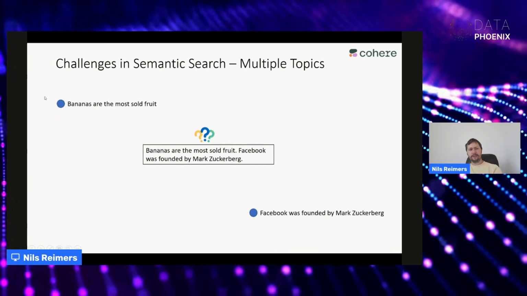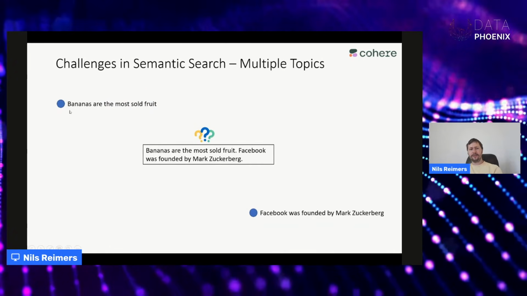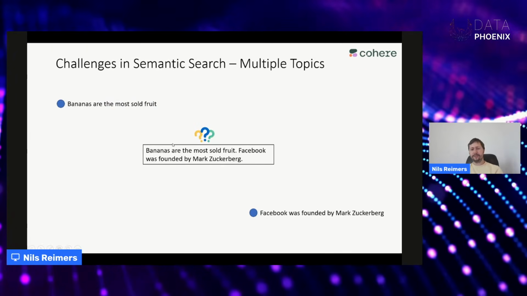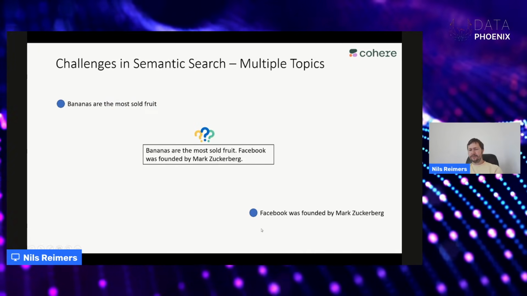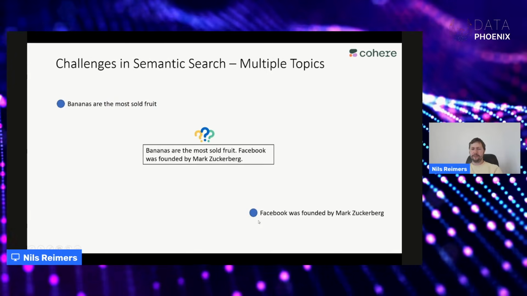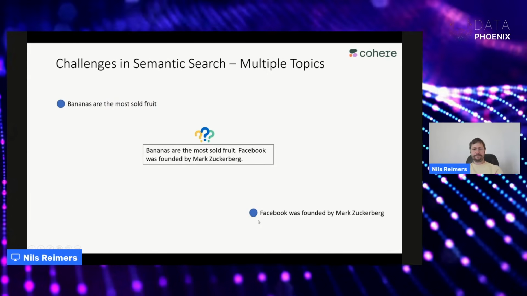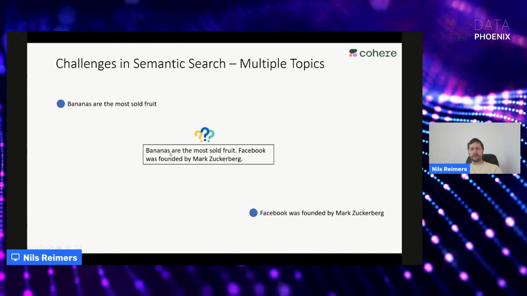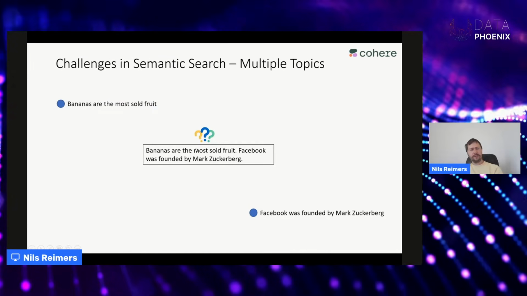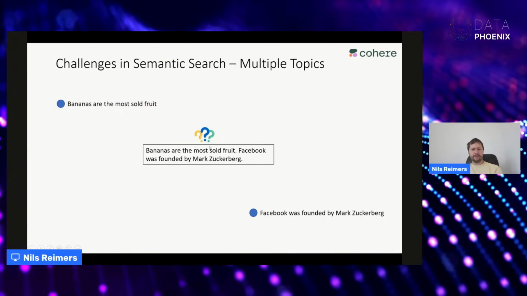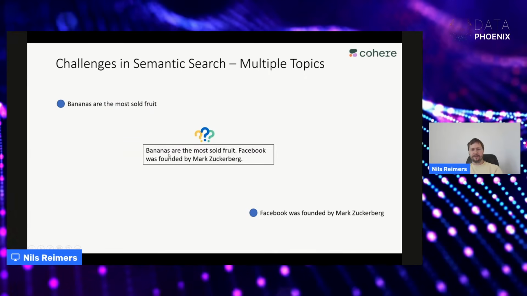Should you put the vector close to the bananas? Then it's only found if you have questions on bananas. If you put it close to Facebook, it's only found if you search for the founder of Facebook. Or should you put it somewhere in between? But the challenge is, what's in between? Is it already filled? Maybe there's some content already there.